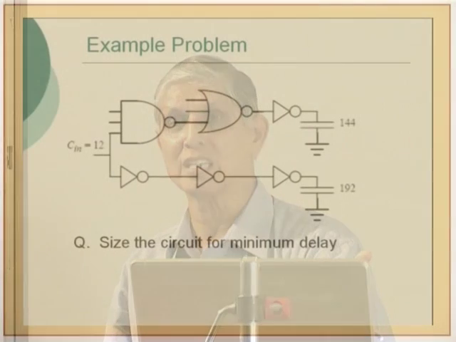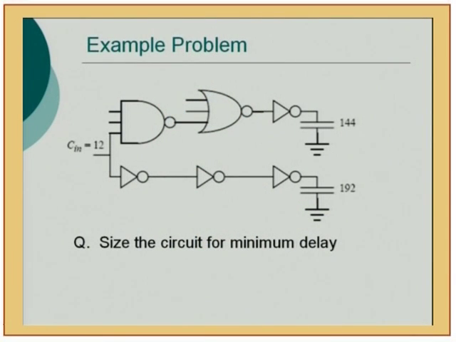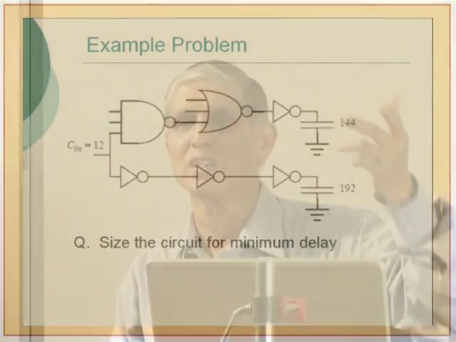Here is an example: instead of inverters, you may have gates, and the method is the same. Is that clear? So it's not that the method is restricted to only forks of inverters. Okay.